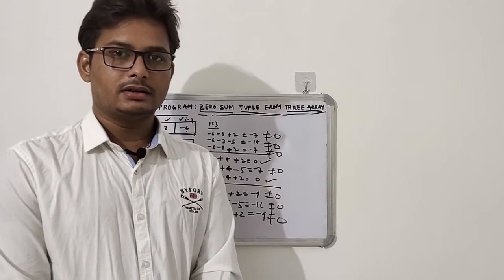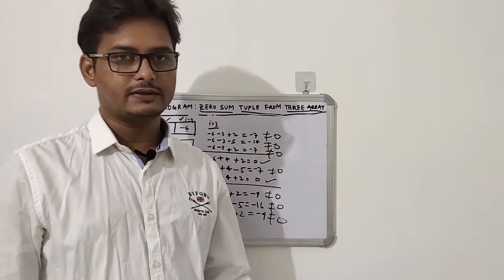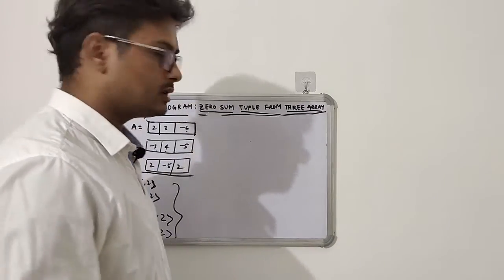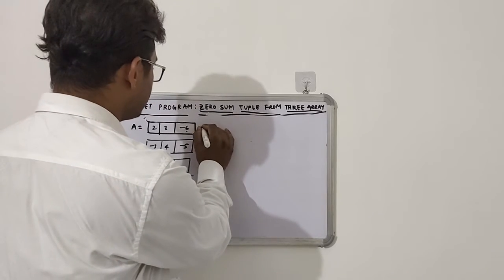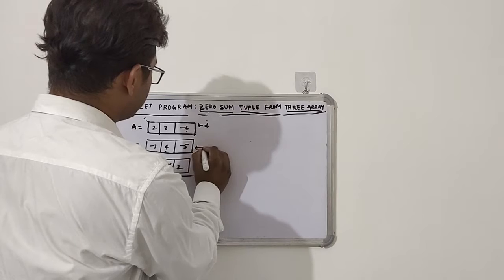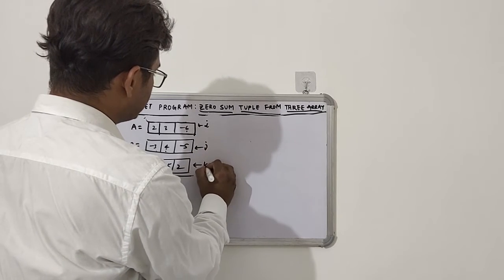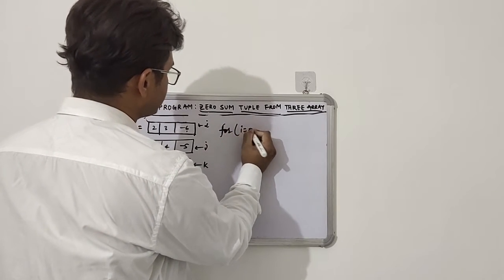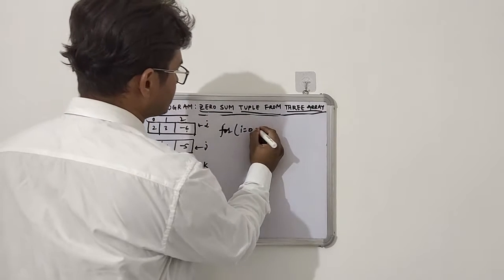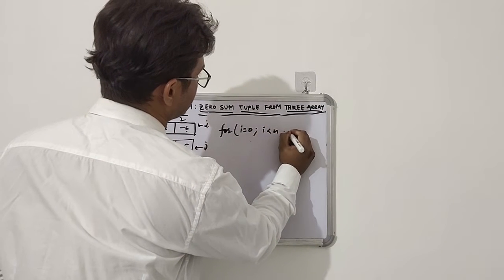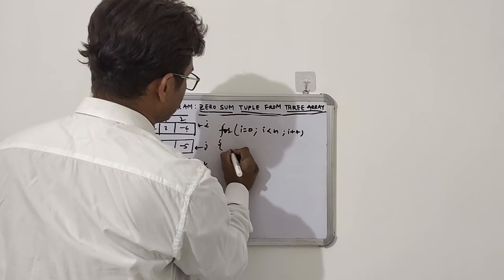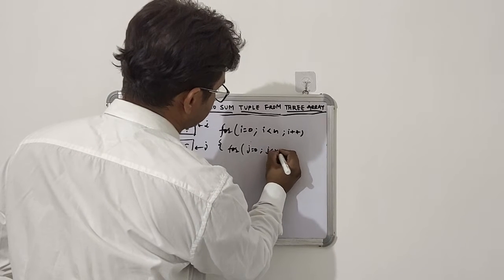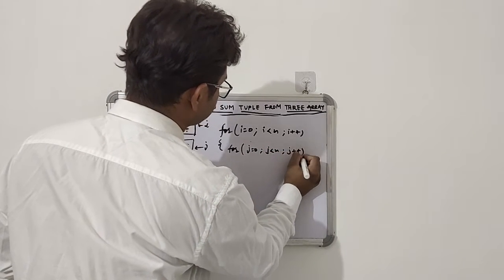Now I will show the brute force method for this algorithm, which is going to run in order of n cubed. Suppose variable i indicates this array, variable j indicates this array, and variable k this array C. So we can easily write our program: for i equal to 0, i less than n, i plus plus. Again we can write for j equal to 0, j less than n, j plus plus.